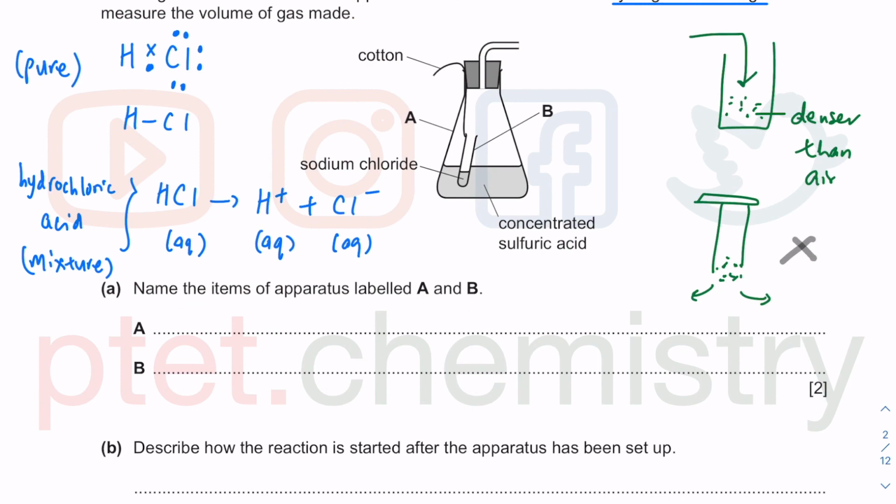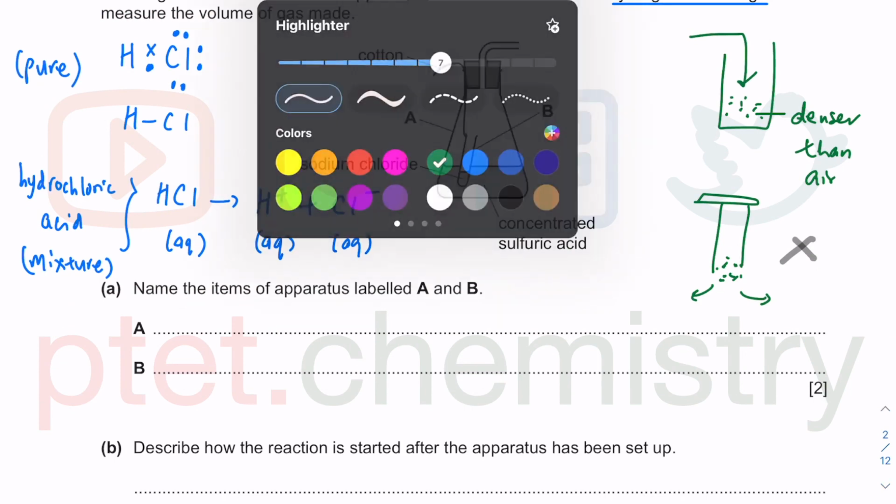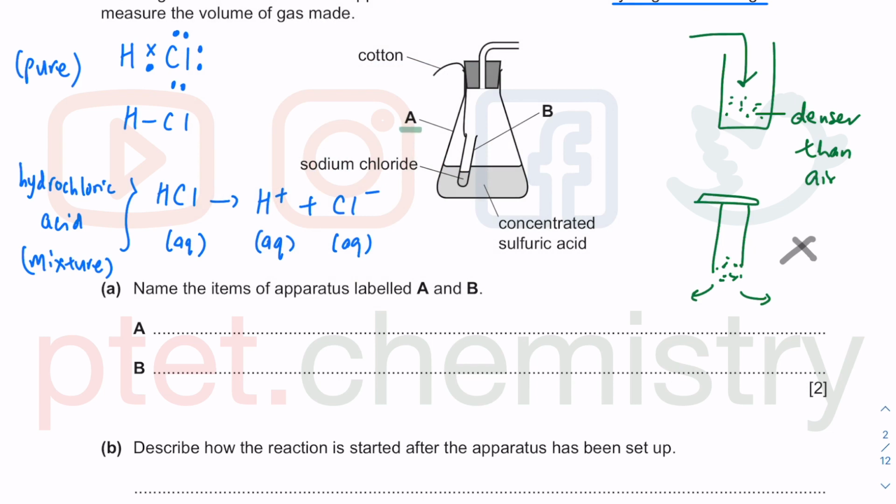Name the items of apparatus. So apparatus A is nice and easy. Apparatus A is just this container, and this is what you call the conical flask. And what is apparatus B? Apparatus B is just this test tube that is held by a cotton string here, which you can just pull and then this will tip over and they will start reacting without any loss of gas because you already sealed up the flask beforehand. So this is just your classic test tube. A boiling tube might be a bit too big to fit into a conical flask, but it really depends on how big your conical flask was to begin with.